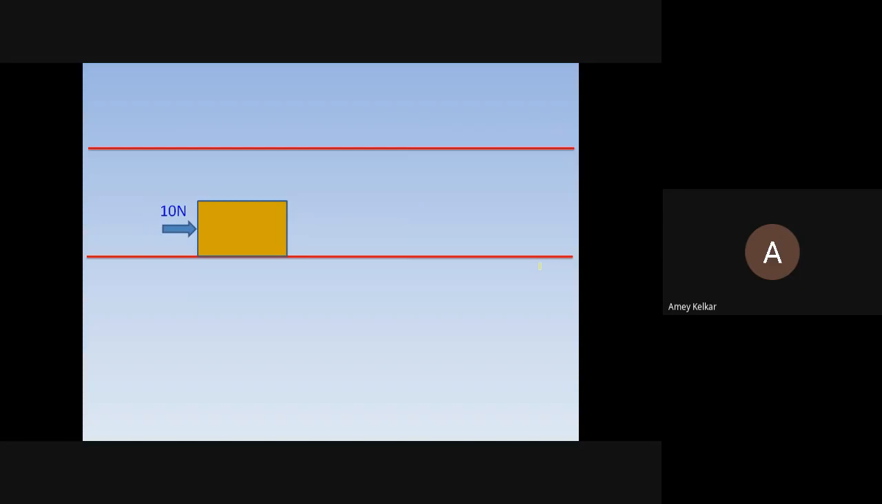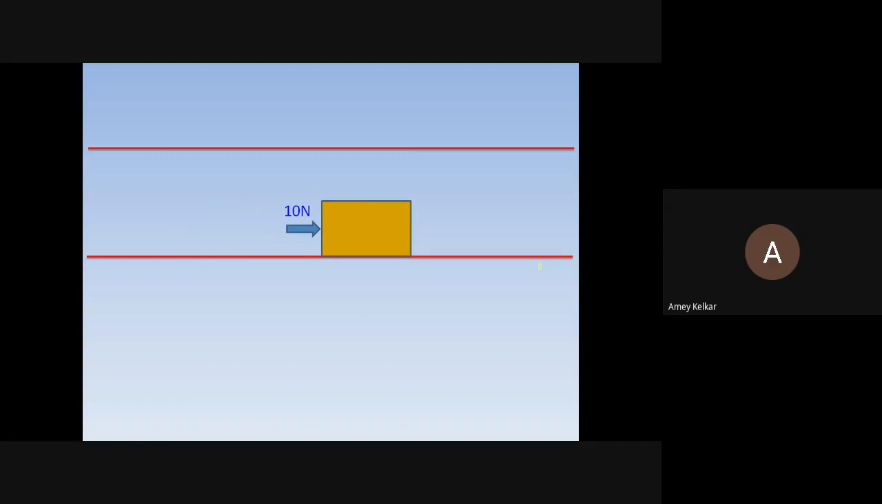But the box will move a bit slowly as compared to the previous case, and it may not reach the end. So see here what is happening when I'm applying a single force.